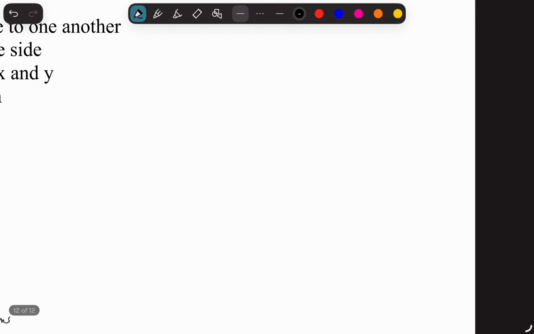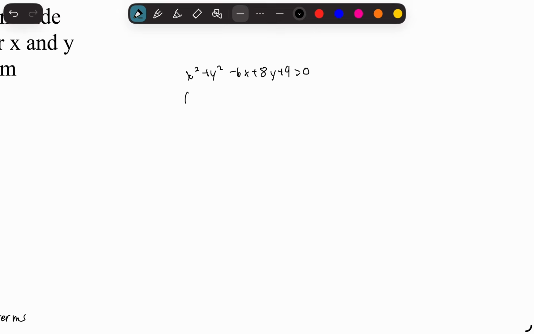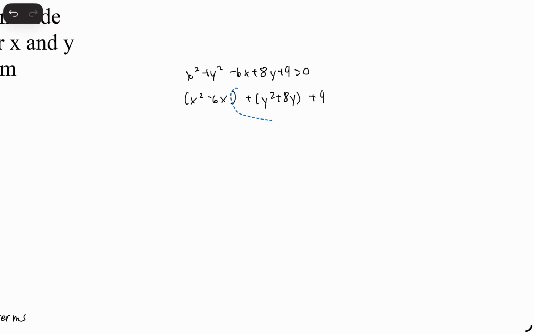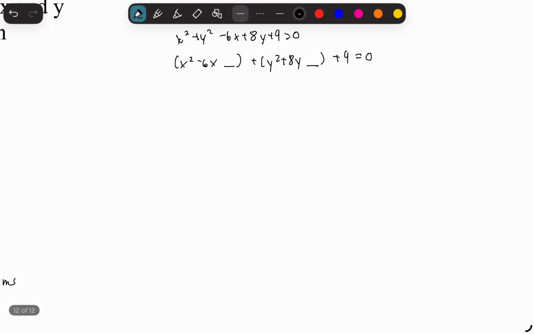Let's say that we have a problem like this: x squared plus y squared minus 6x plus 8y plus 9 is equal to 0. So what's our first step here? Well, what we're going to do is group our x and y terms. So this is going to be x squared minus 6x plus y squared plus 8y plus 9, and we're actually going to make a gap here for what we're about to add, is equal to 0. So now we're going to do the completion of the square for x and y.